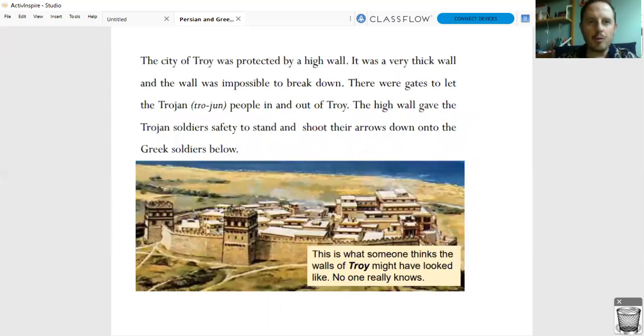The city of Troy was protected by a high wall. It was a very thick wall, and it was impossible to break down. There were gates to let the Trojan people in and out of Troy. The high wall gave the Trojan soldiers safety to stand and shoot their arrows down onto the Greek soldiers below. And here on the image of the flip chart, you can see what an artist thinks the walls of Troy might have looked like. We don't really know because they're not there anymore, and no one had a working camera when they were there because cameras didn't exist. Okay.